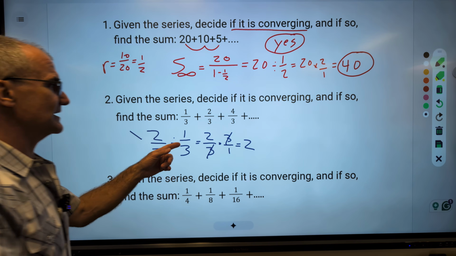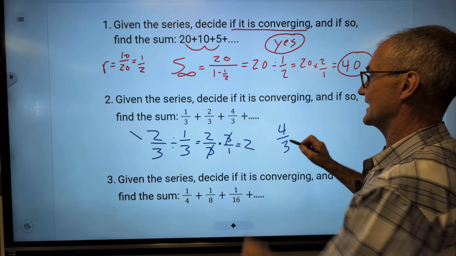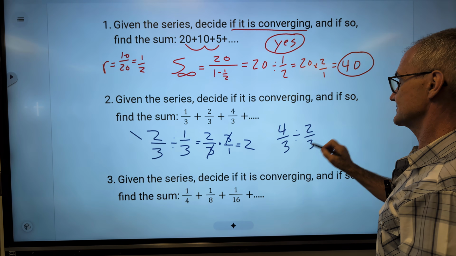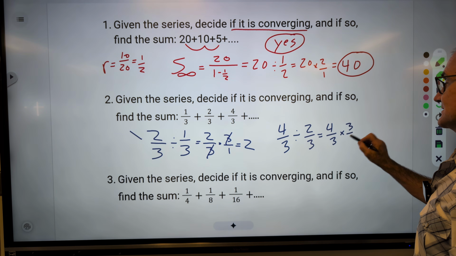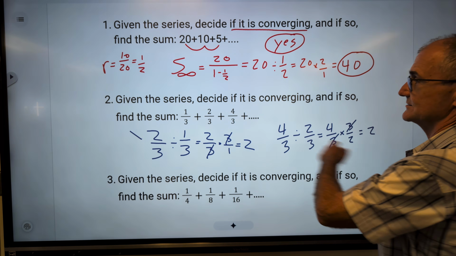Let me just double check that by doing the third term, 4/3, divided by its previous term, the second term, 2/3. That's going to be 4/3 times 3/2. The 3's cancel, and it gives me that same common ratio of 2.